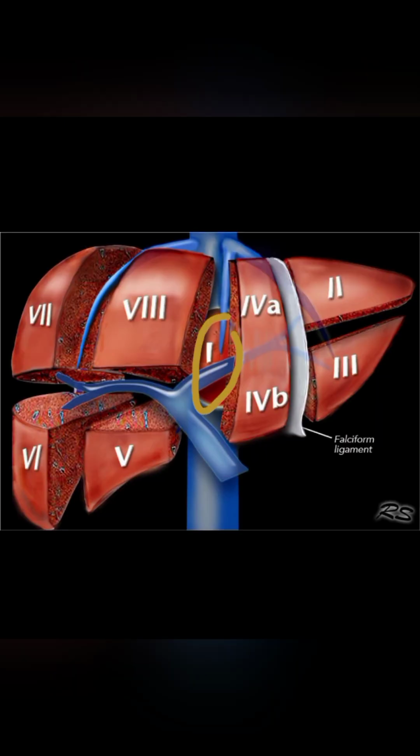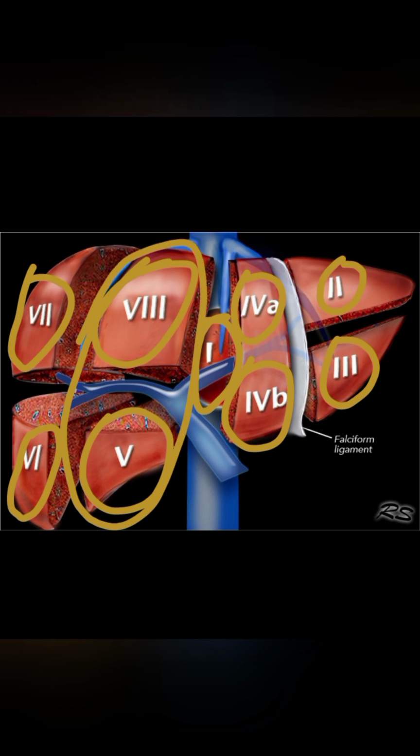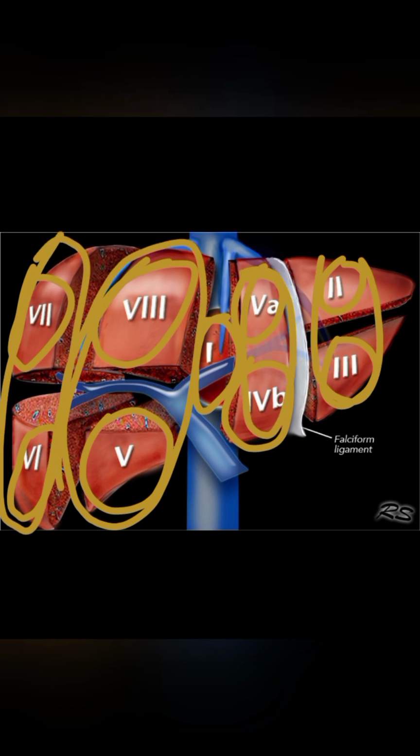Segment 1 is on the posterior side, the caudate lobe, and the left hemiliver contains segments 2, 3, 4A, 4B, while the right one contains 5, 6, 7, and 8. These two are on the anterior side, while these two are on the posterior side. These two are on the medial side, and these two are on the lateral side.